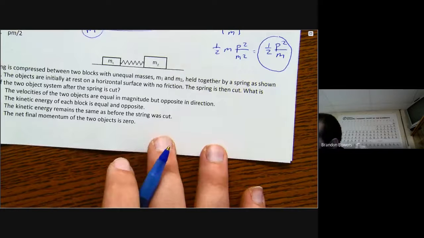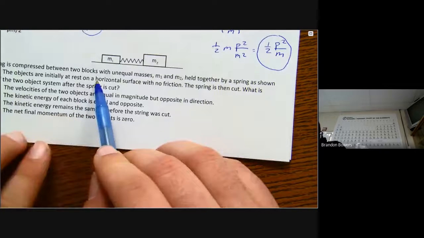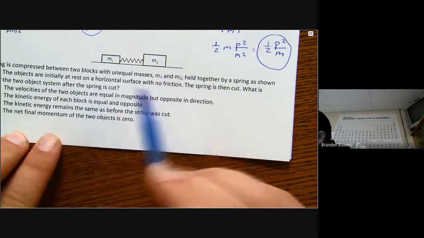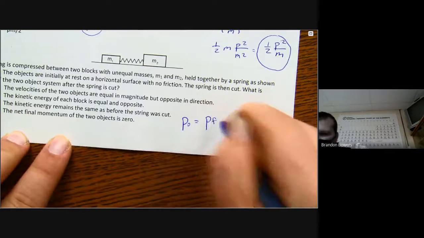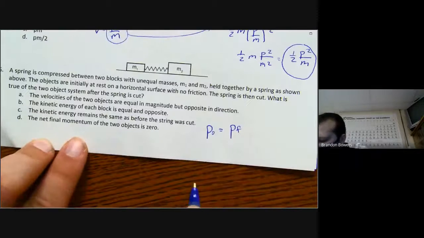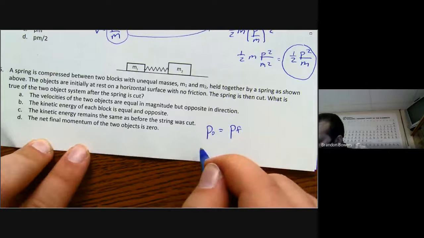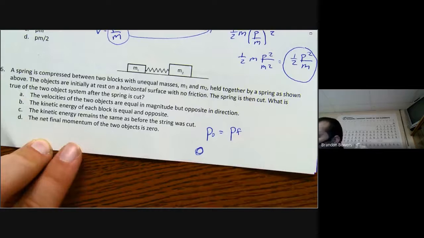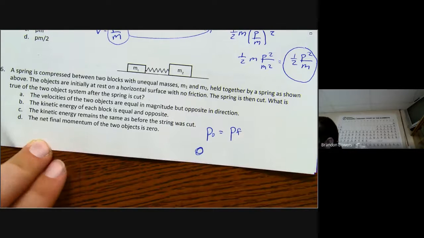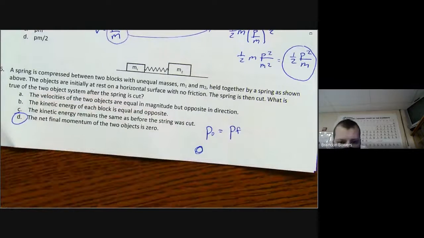Okay, so as we know, it said they're initially at rest. So my momentum initial has to equal my momentum final, right? So if they both started with 0 momentum, what must their final momentum be? 0. So the net final momentum of the two objects is 0. That's the only thing we can say about that.